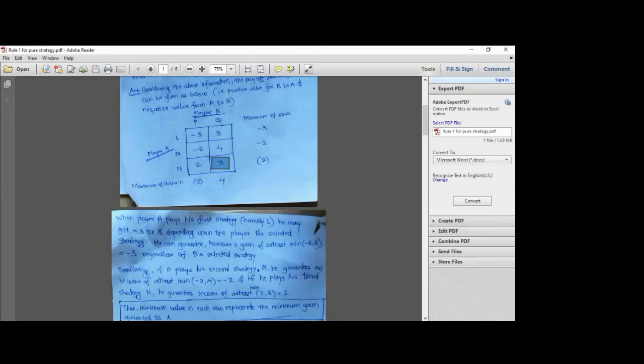So now particularly if player A is playing his L strategy, okay, so if player A wants to always play L strategy, then what will he get?